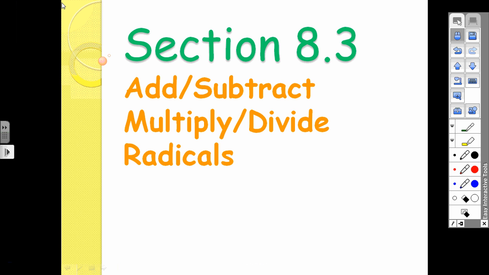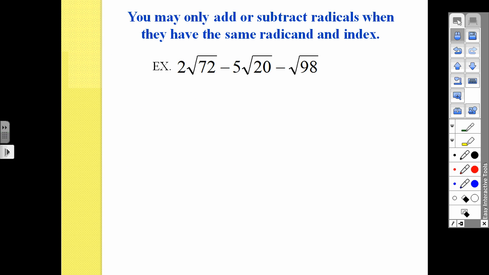All right, so section 8.3, we're going to talk about adding, subtracting, multiplying, and dividing radicals. As you recall, maybe not, I don't know, when you add or subtract radicals, they have to have the same radicand, meaning the same number underneath the radical sign, and they have to have the same index, which means they're all square roots or cube roots or fourth roots or whatever they are.